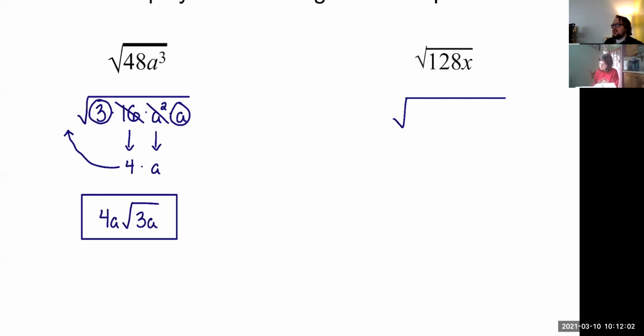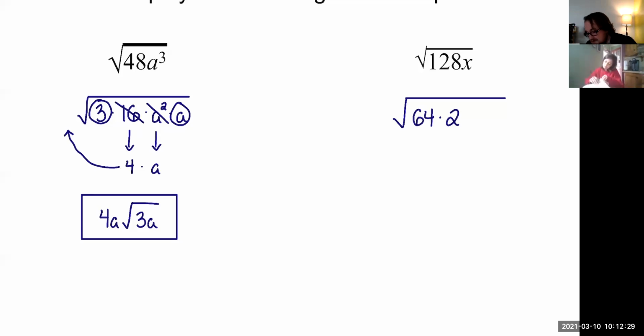And this one might take you a minute because you're going to get a little tired looking until you finally find it. I promise. 64 times 2. I know that 2 can't break down any smaller, but 64 is a perfect square.